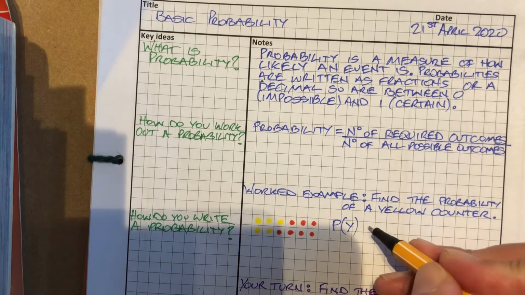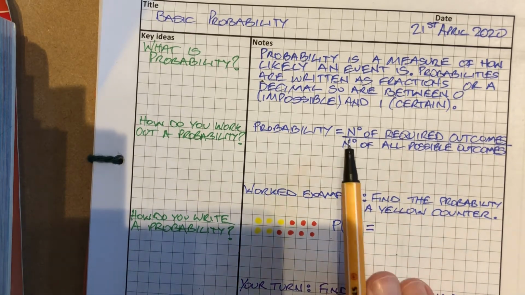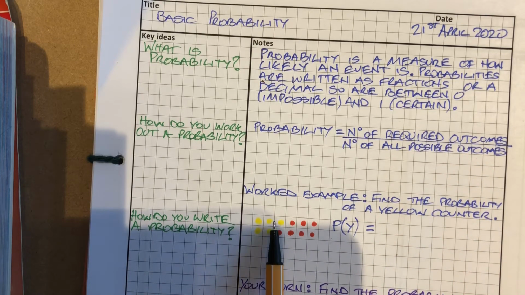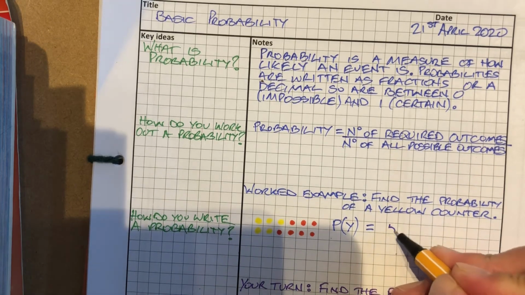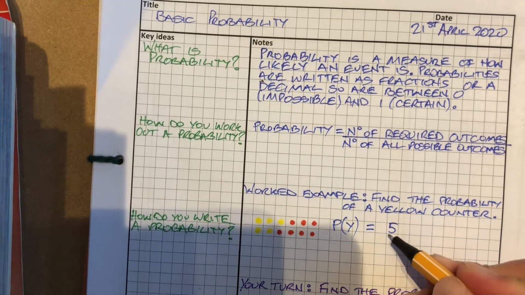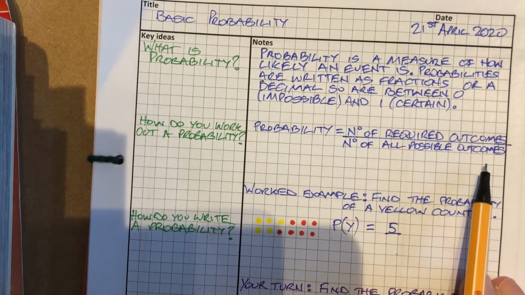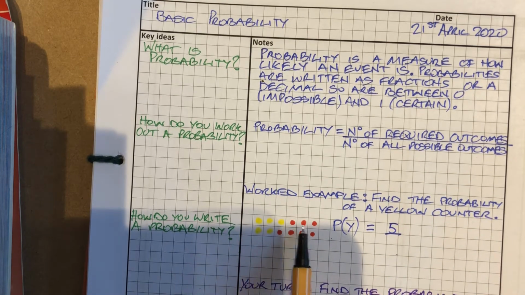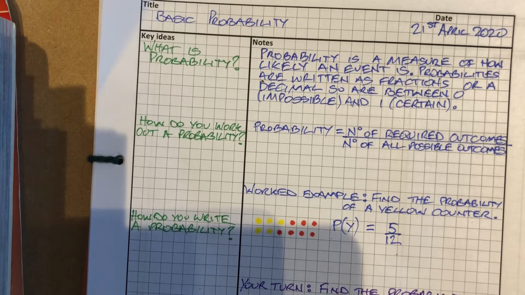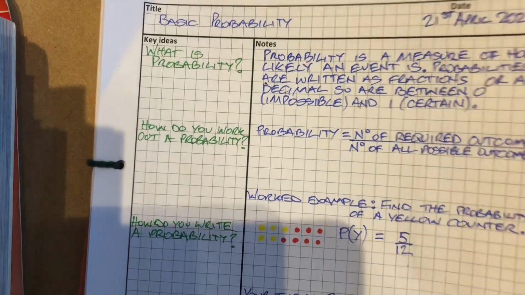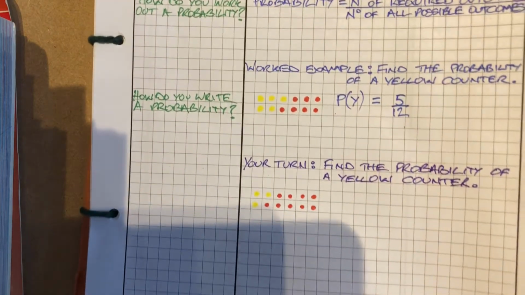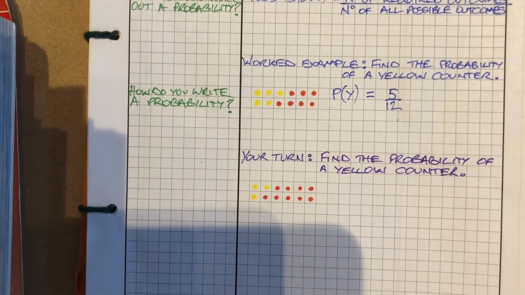All right, so probability of a yellow is count the number of required outcomes. Well, there are 1, 2, 3, 4, 5 yellow counters. And the bottom of the fraction, count all the possible outcomes. Well, there's 1, 2, 3, 4, 5, 6, 7, 8, 9, 10, 11, 12 counters altogether. The probability is 5 out of 12. All right, let me move my book up a little bit so that you can see your turn. So it's a question there for you to have a go at, very similar. Pause the video, have a go at it, come back to me when you're ready.